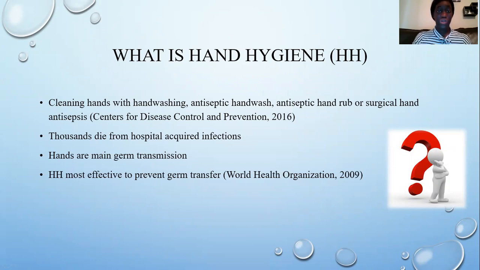Thousands of patients die each year from hospital-acquired infections. These are mainly passed from healthcare workers to patients through direct patient contact, such as healthcare workers touching a patient's bedside commode without wearing gloves and then not using hand hygiene, and then caring for another patient after that. Hand hygiene is the most effective tool to use to prevent germ transmission between patients and healthcare workers.